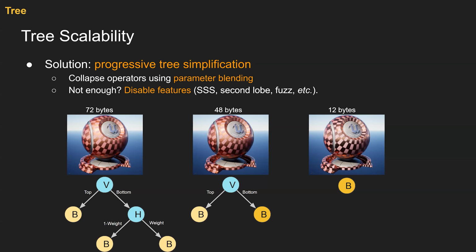And last but not the least, you can also fully simplify the full graph into a single BSDF. Of course, now you can see that it's a bit more visible that there are some differences, but it still maintains some coherent look, which is interesting for only 12 bytes as compared to the 72 bytes originally. But basically, that should be able to run on mobile then. So that's the simplification scheme we have in place. And if that still doesn't fit, we can simplify features, for example, remove SSS or this kind of thing.